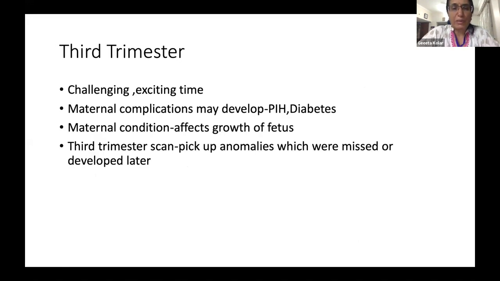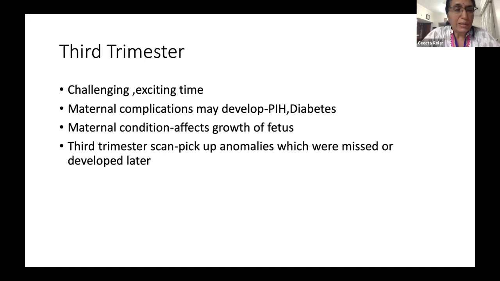Now, coming to the third trimester, we finish with the first and second trimester. Coming to the third trimester, the expectations and excitement for a couple increases by the time they reach the third trimester. But we find this is the most challenging and exciting time, because most of the maternal complications develop, like PIH, diabetes, which may affect the growth of the fetus. Suddenly, when we do a growth scan, we find abnormalities which have developed.